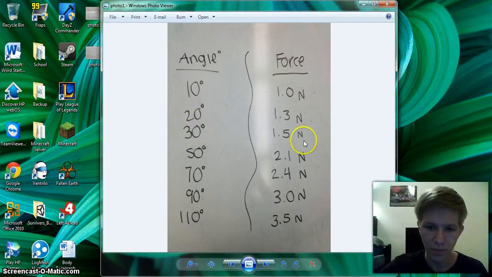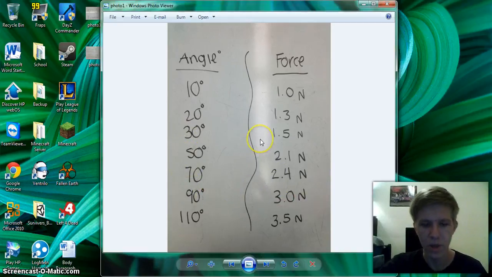It's about the same difference between each degree. It's only different between these two because it changes 20 degrees instead of 10 like the previous. So that is the energy stored in the spring.